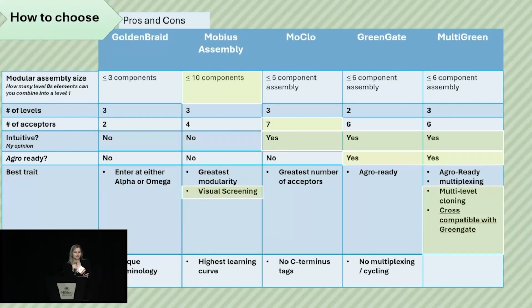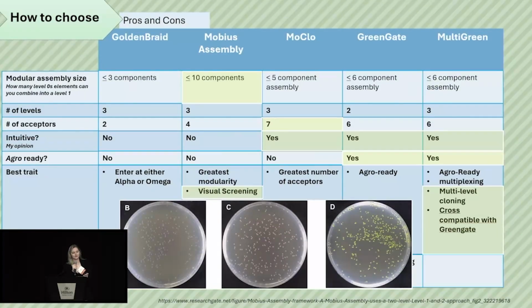So I've mentioned that visual selection a few times. This is what it looks like in Mobius. So you can see when there's a positive event, it'll actually change color. And it's a rather stark change. It's really pretty to look at.